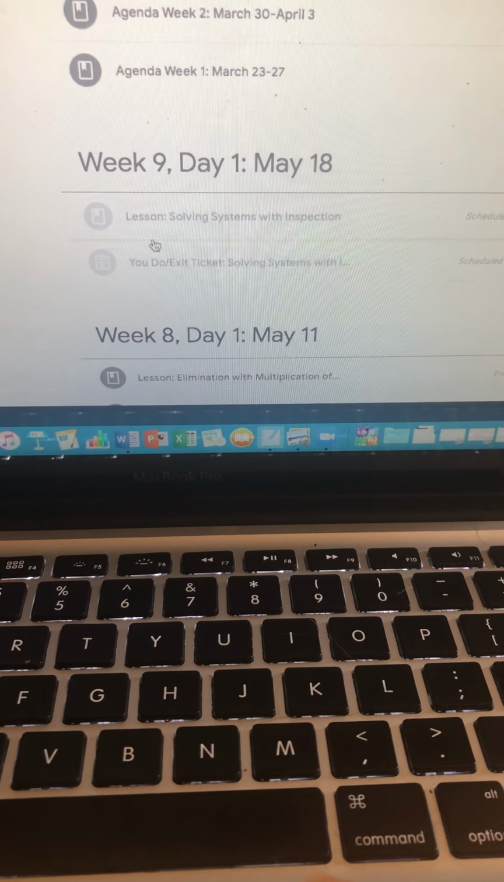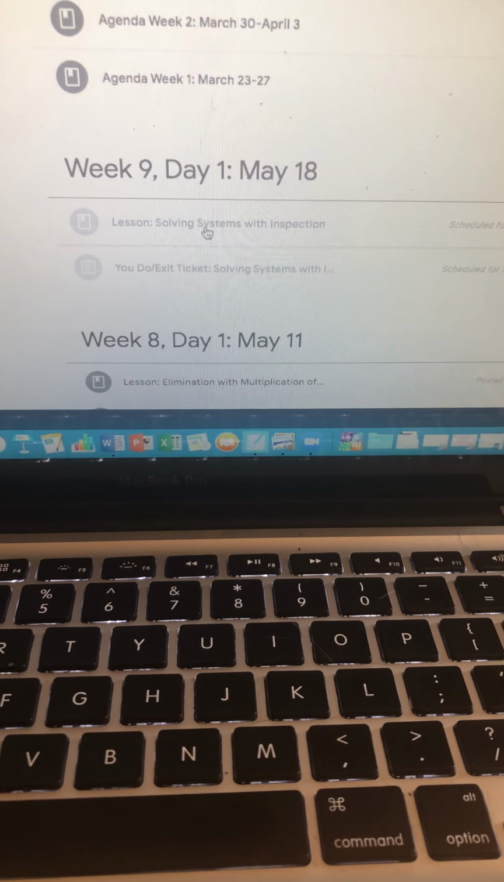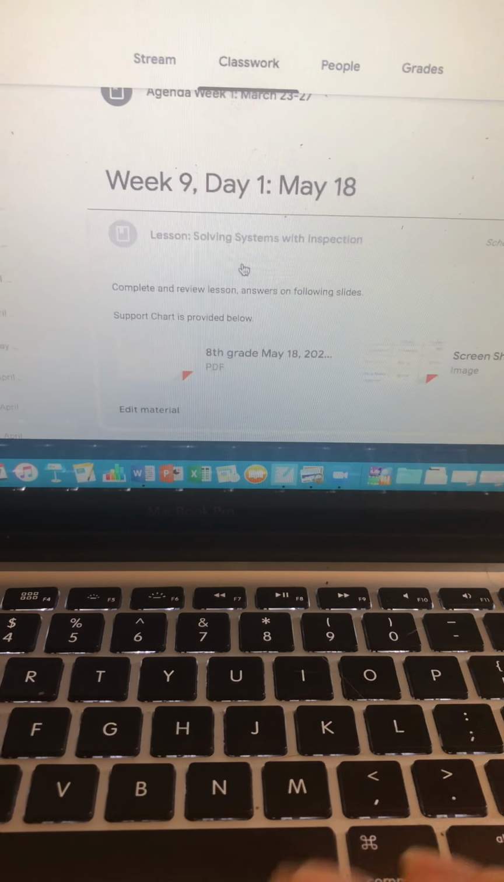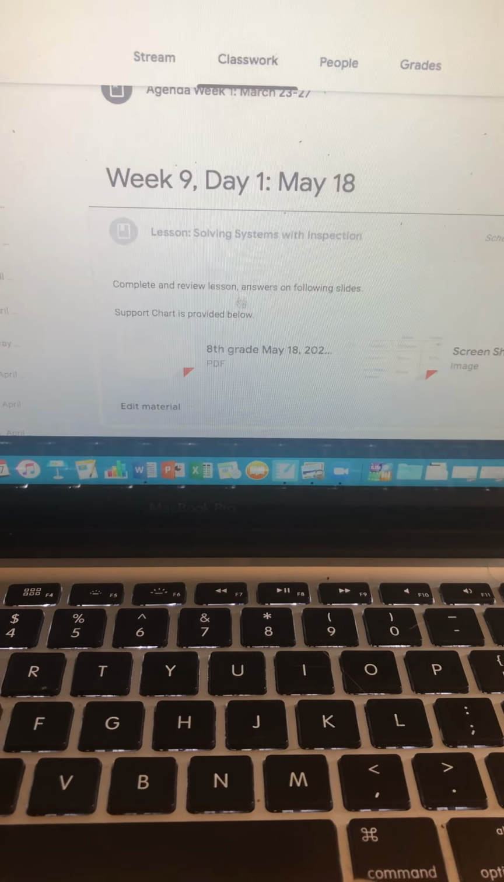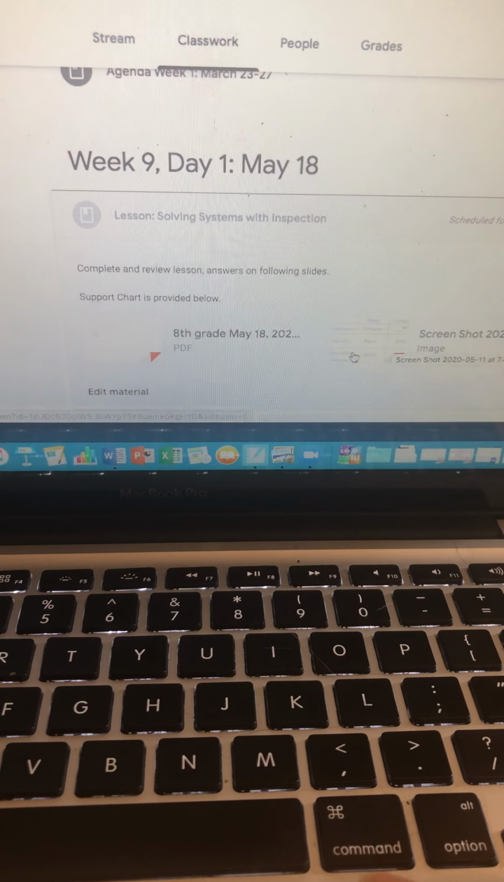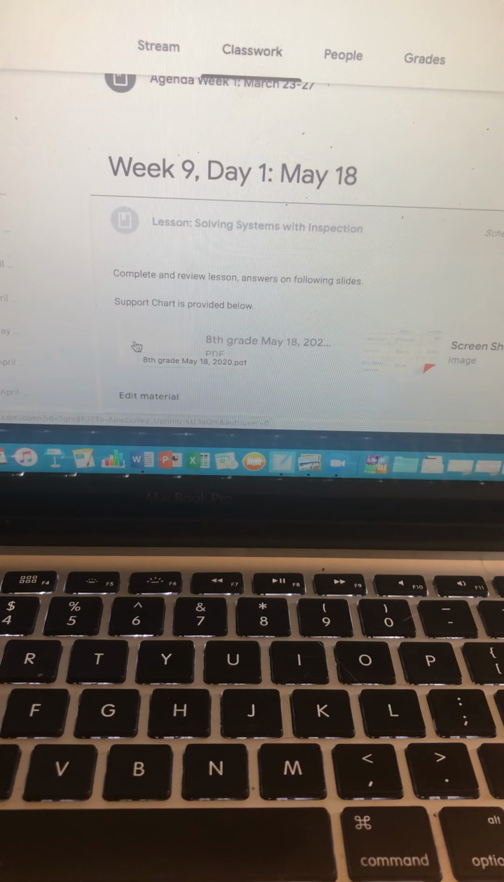Okay, so today is a pretty easy lesson. This is something that we've already covered before when we were dealing with equations, but they do come back when we deal with systems, since equations are a part of systems. So we're going to be looking at how to solve systems with inspection. There's a screenshot here that's a chart from the lesson. I just put it there as a support. And then here's your lesson for today.